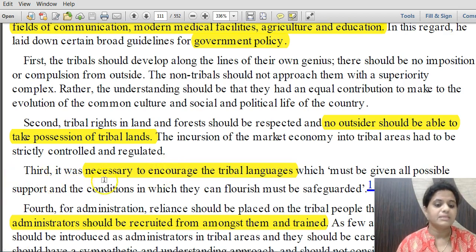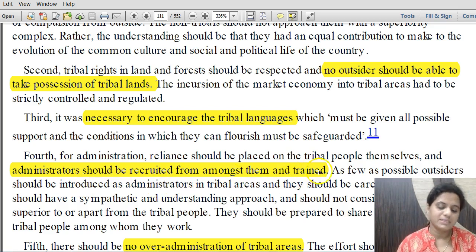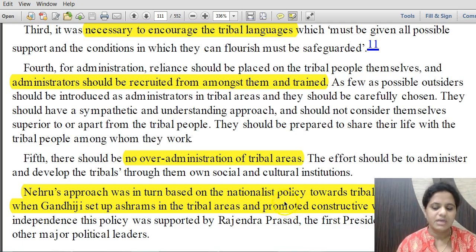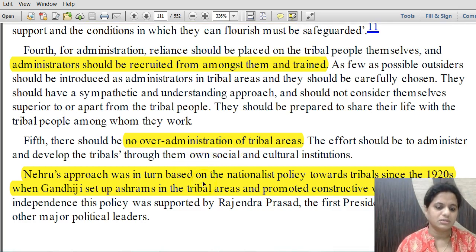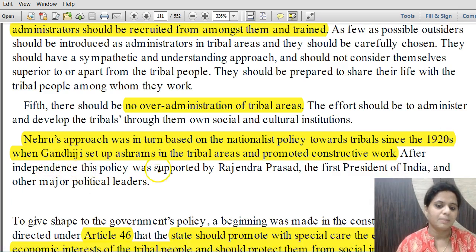Thirdly, government policy also stated that it was necessary to encourage tribal languages. So they must also be safeguarded. And fourth, administrators should be recruited from amongst them and trained. And fifth, there should be no over-administration of tribals. The effort should be to administer and develop tribals through their own social and cultural institutions. So no imposing as such. Nehru's approach was in turn based on the nationalistic policy towards tribals since the 1920s, when Gandhiji had set up ashrams in tribal areas and promoted constructive work.